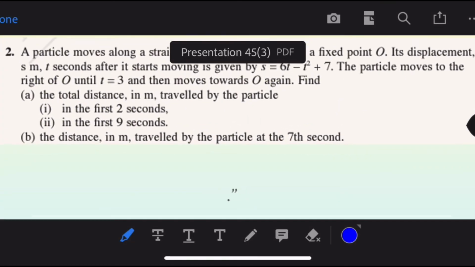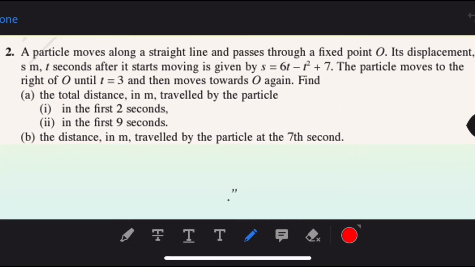Hello guys, let's discuss question number 2. A particle moves along a straight line and passes through a fixed point O. Its displacement, s meters, t seconds after it starts moving is given by the function s equal to 6t minus t squared plus 7. The particle moves to the right of O until t equal to 3 and then moves towards O again. So that means it changed direction. Find the total distance traveled by the particle in the first 2 seconds.